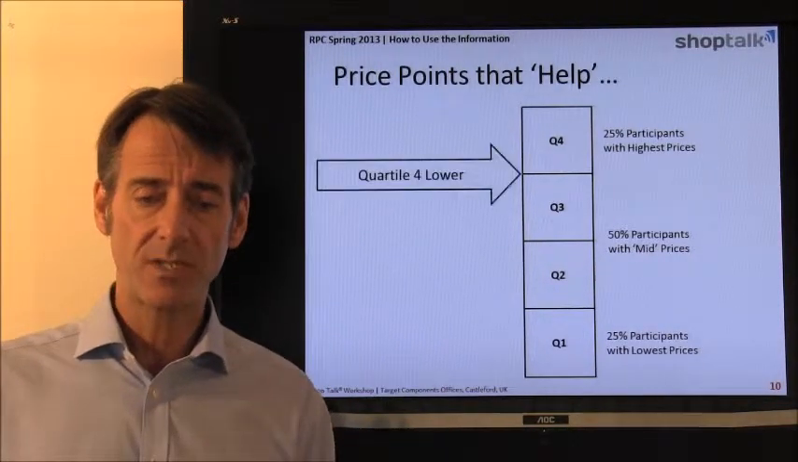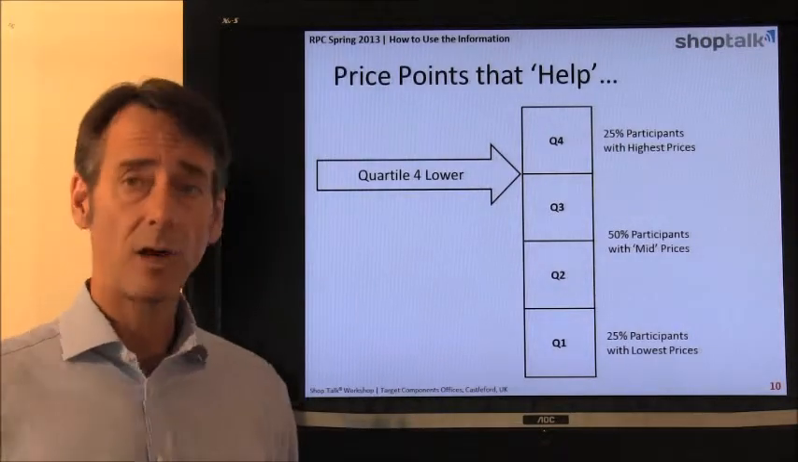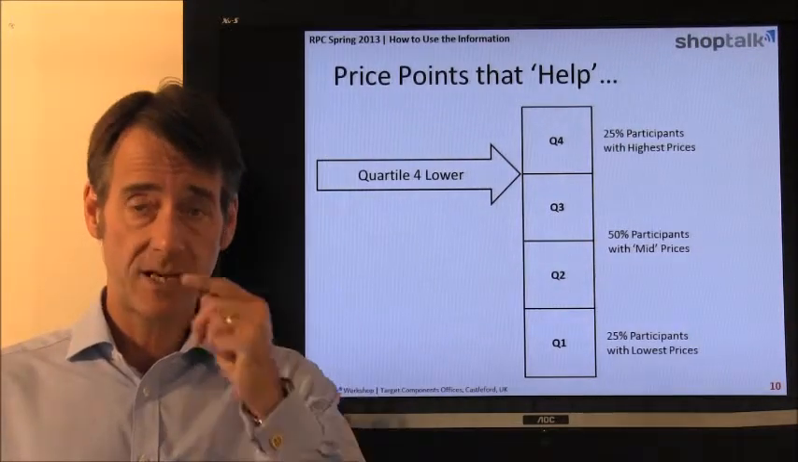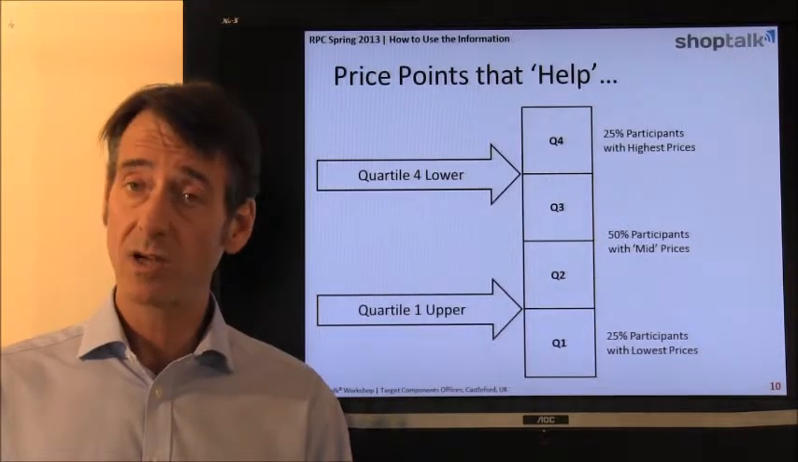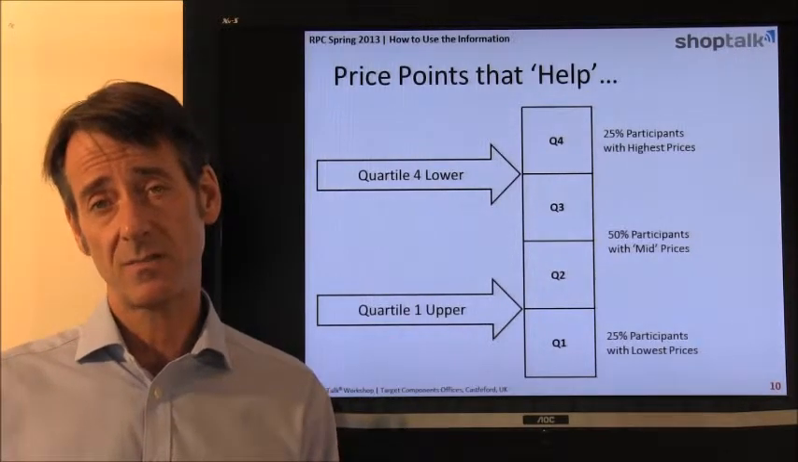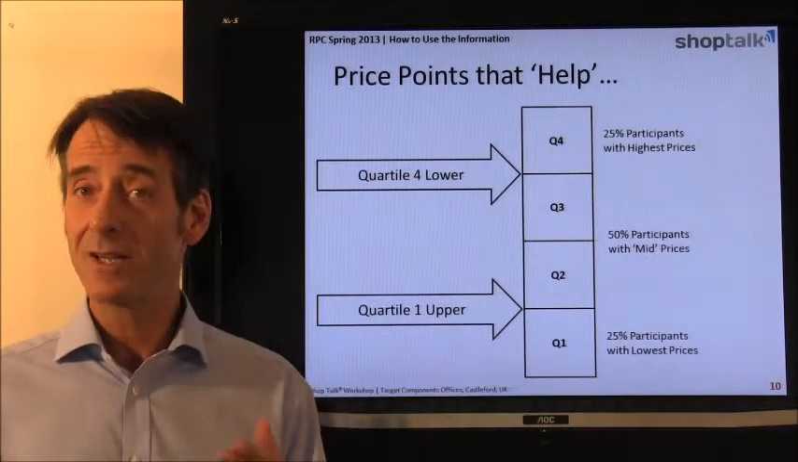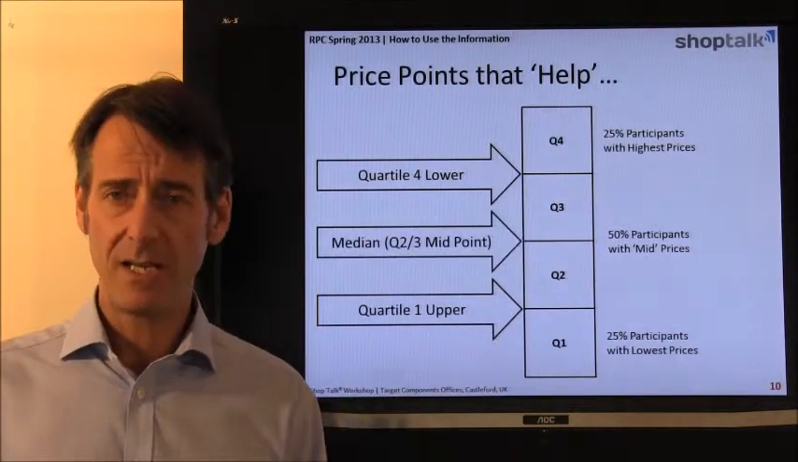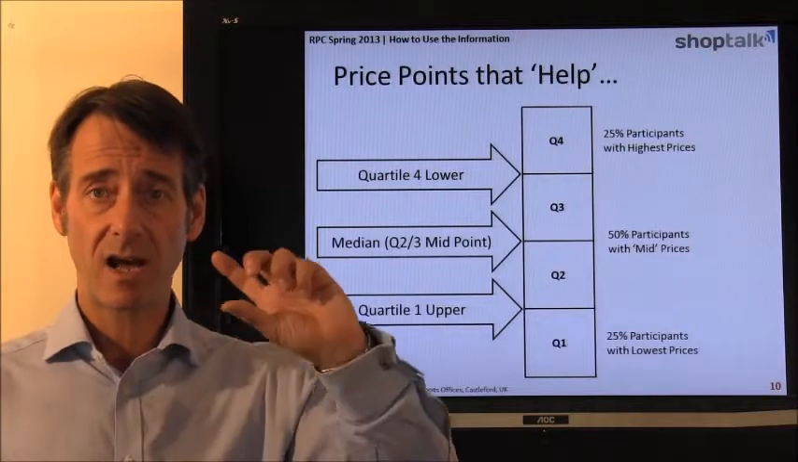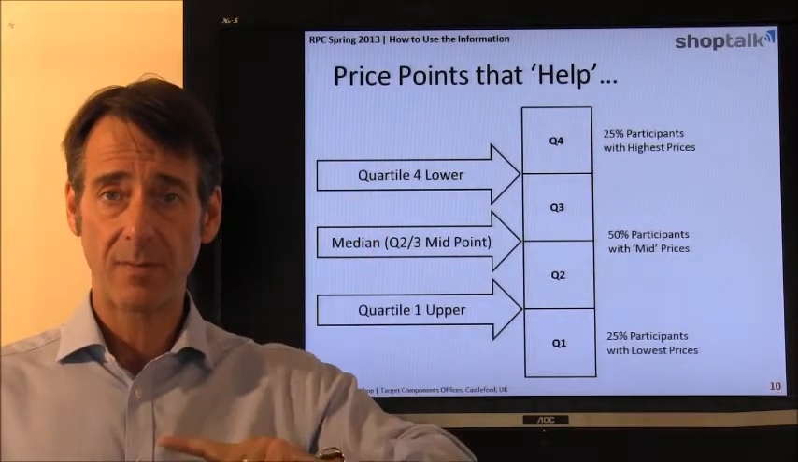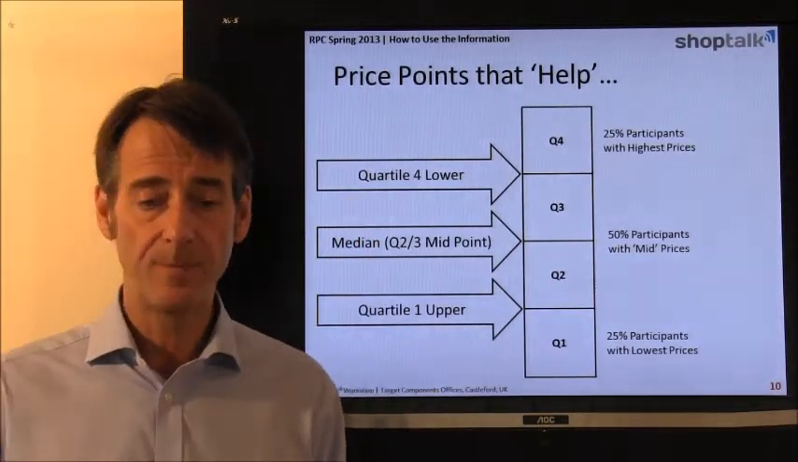But the 3 price points that help are the quartile 4 lower, in other words, the point at which prices start to become expensive, the quartile 4 upper, the point at which prices start to become too cheap, and the median price, which is where half the respondents are above that price and half are below.